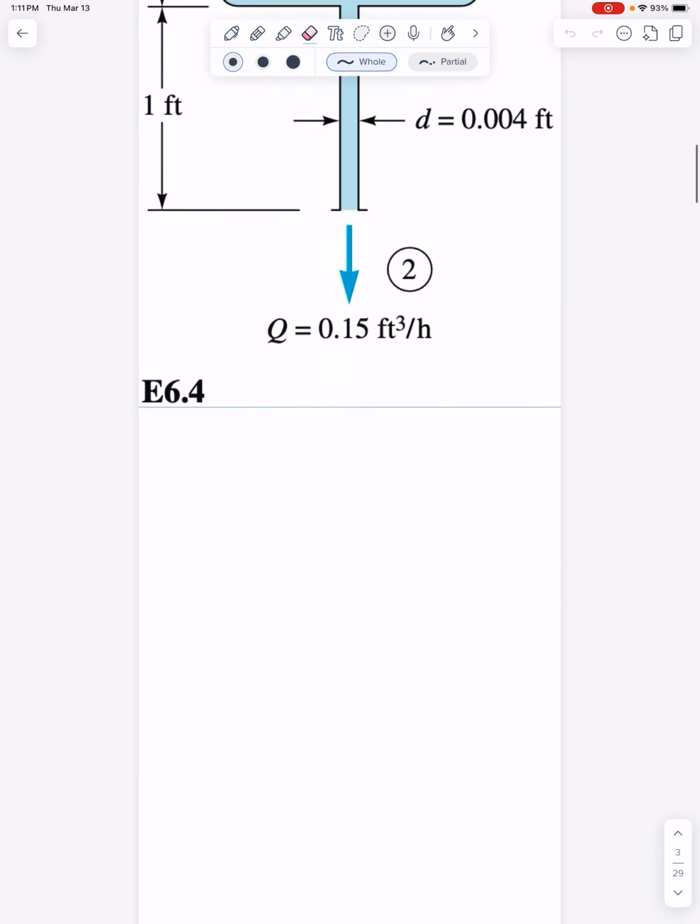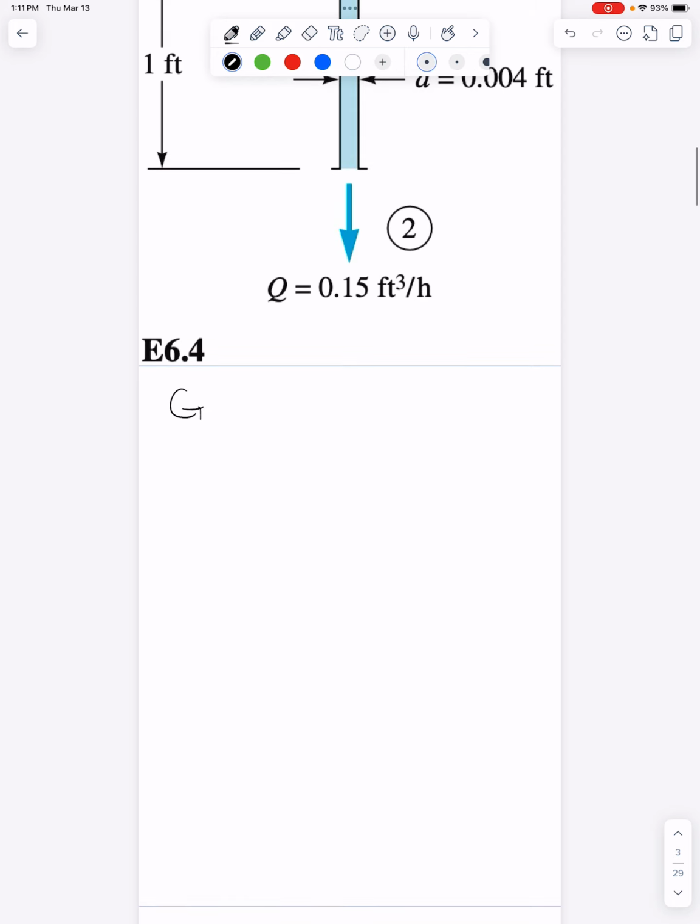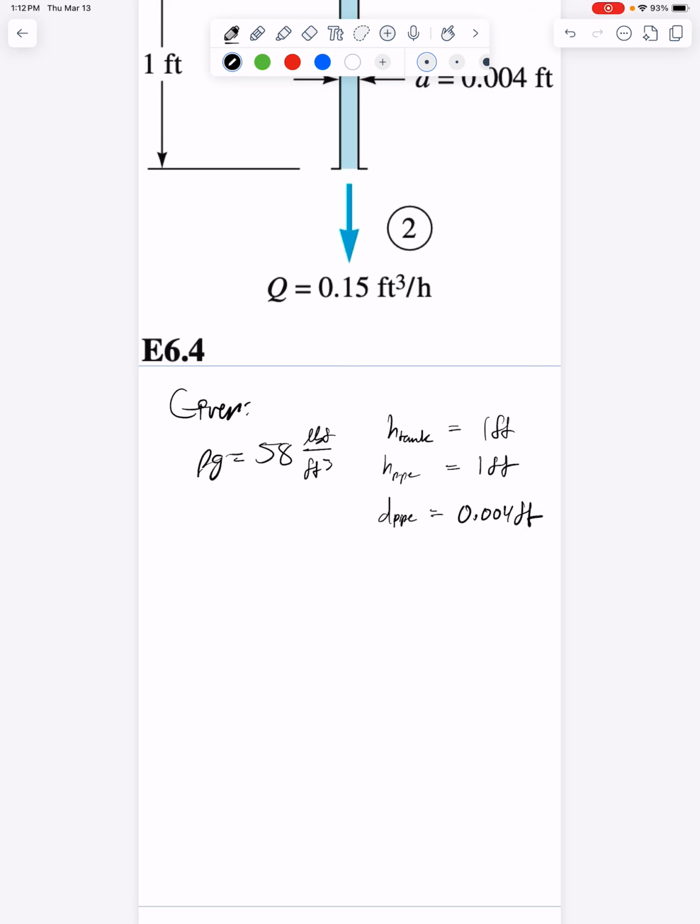Okay, let's write down our givens. We're given specific weight, 58 pound force per cubic feet. We're also given height of the tank and height of the pipe, both being 1 foot. We're also given diameter of the tube, or pipe, 0.004 feet, and volumetric flow rate, 0.15 cubic feet per hour. So we're interested in finding mu. And I said earlier, mu is only relevant for the pipe flow.